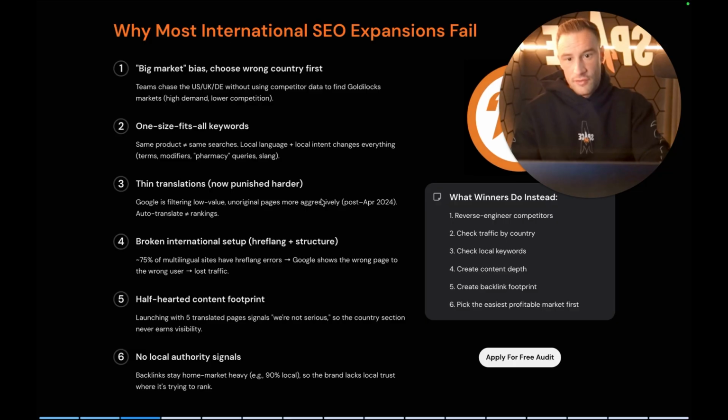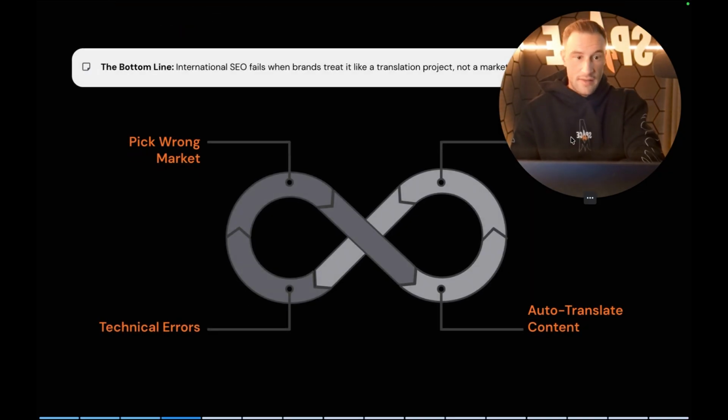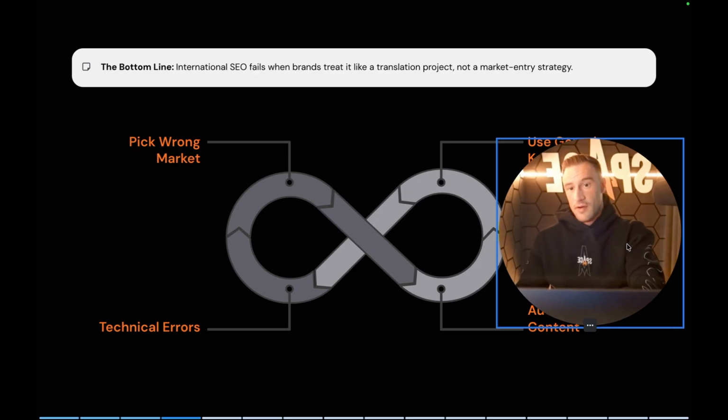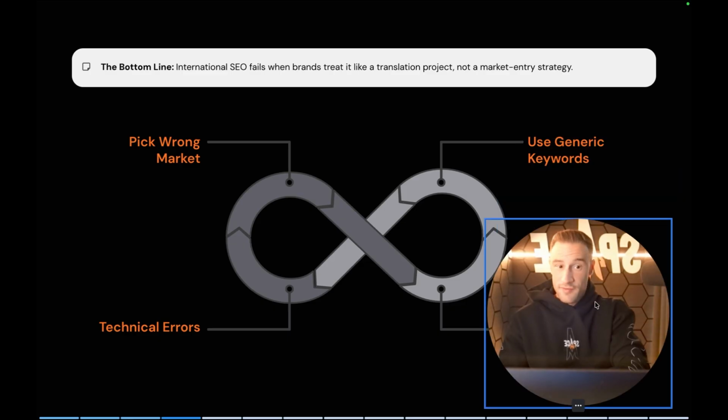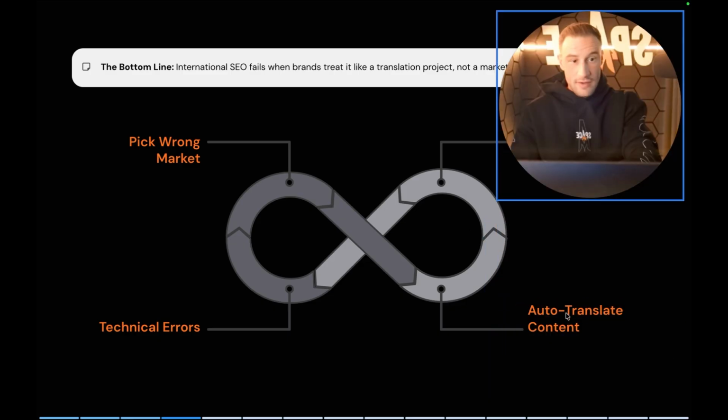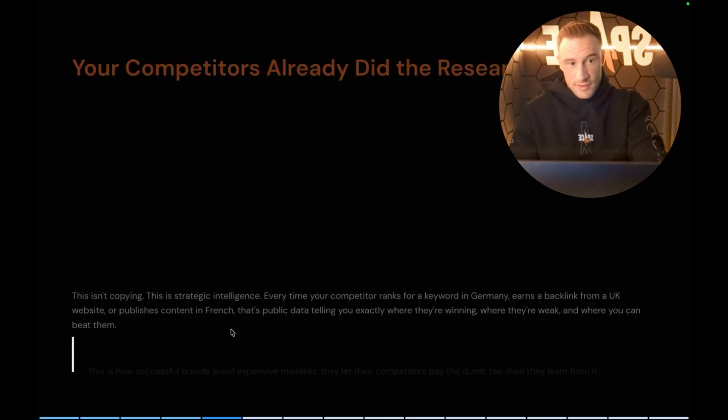All right, going to the next piece of the presentation is, again, a visual aspect of why these things go wrong. So the bottom line is international SEO fails when brands treat it like a translation project and not a market entry strategy. And it starts with picking the wrong market. It starts with using generic keywords and then auto-translating content and having a lot of technical errors. It's pretty much what I just discussed.